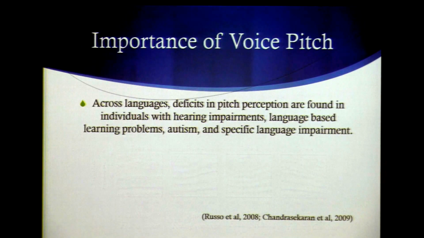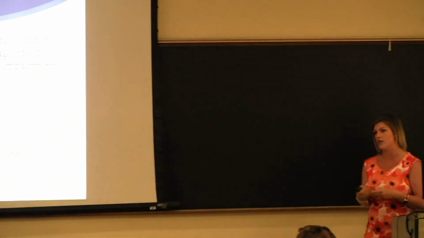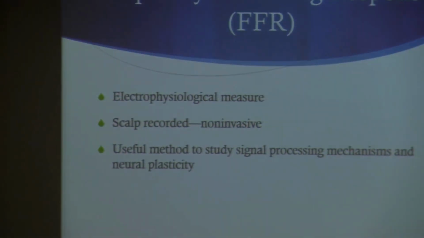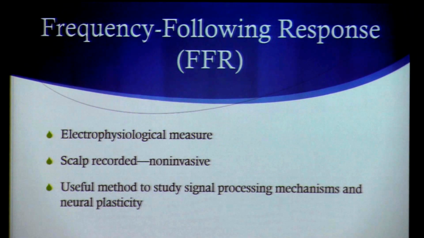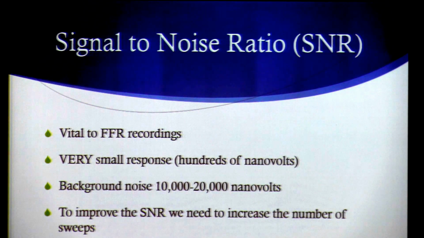Okay, so why is any of this important? Well, across languages, despite them being tonal or non-tonal, there have been deficits in pitch perception when it comes to those individuals who have hearing impairment or autism, for example. So what can we do to capture our perception of pitch? So something that we use in our lab is called the frequency following response, or FFR. It's a non-invasive electrophysiological measure that provides insight into those pitch coding mechanisms of the auditory system from the brainstem level. Something that's extremely important to these recordings is what is called the signal-to-noise ratio, or the SNR.